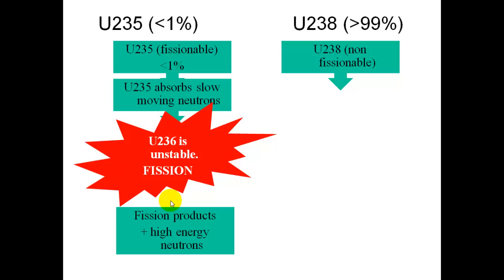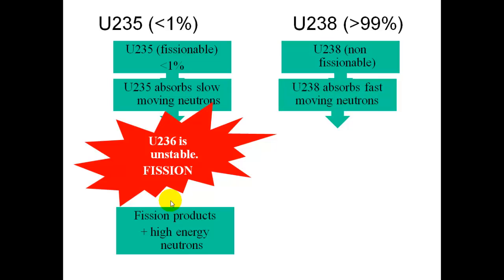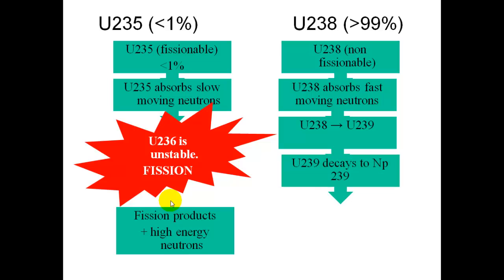And this absorbs the fast-moving neutrons, so it will become another isotope. So it becomes uranium-239. But then uranium-239 decays to neptunium-239 via beta decay, and then neptunium-239 will decay to plutonium-239. Plutonium-239 is fissionable. It can be used as a nuclear fuel and can be used as a nuclear weapon.